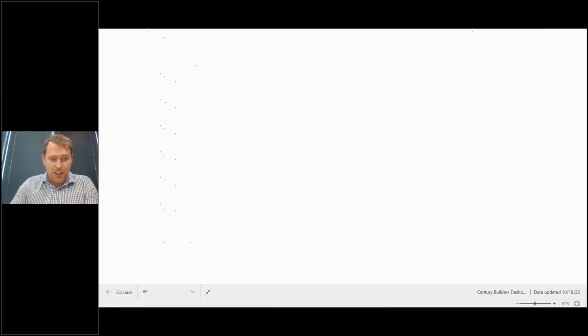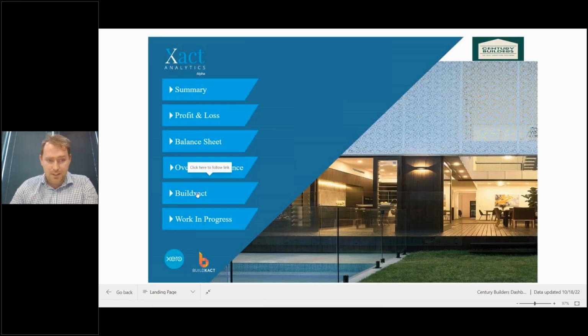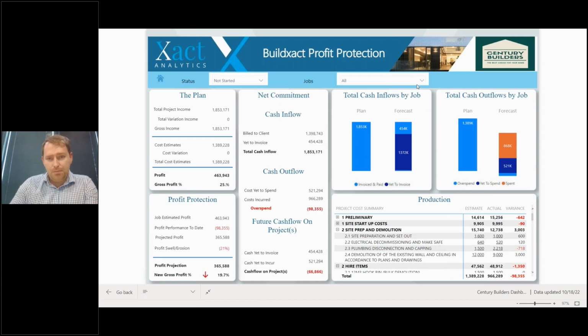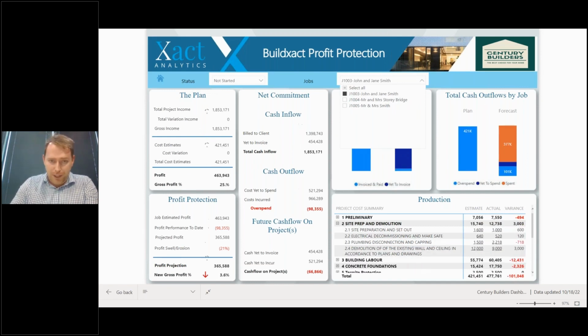So coming into this a level deeper, we go to the Build Xact side. With this tool, this all live links to Build Xact. There's no spreadsheets or anything you pull in or out at all. So it is all live links. I'll just bring up one of these projects here and talk through it quickly.